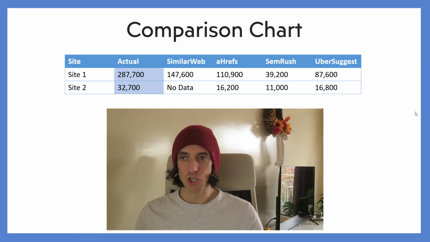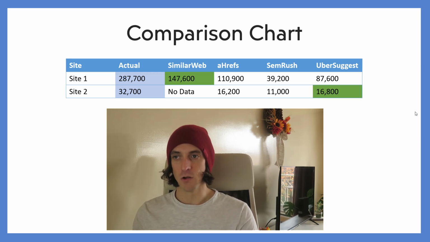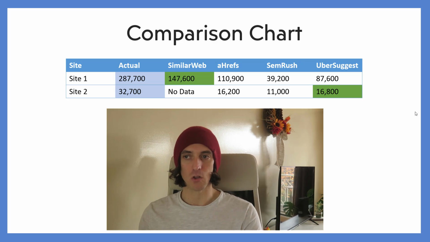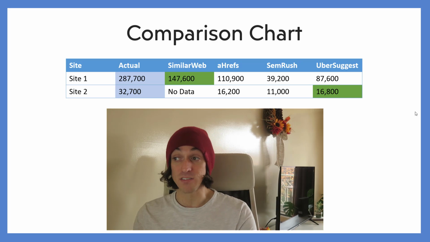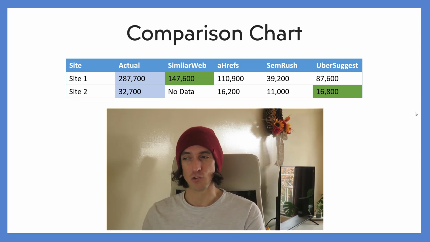So here's a comparison chart. You can see that it's all filled out now, and if I jump to the next page, it'll tell me which ones were the most accurate. For site 1, my larger site, SimilarWeb was closest, but still over 100,000 off. And for site 2, I was really surprised to see that Ubersuggest was closest. Ubersuggest is one tool that I don't actually trust all that much, so I was really surprised to see that.